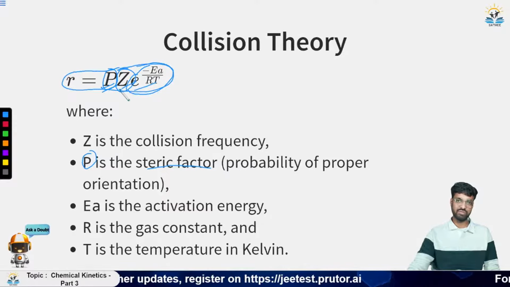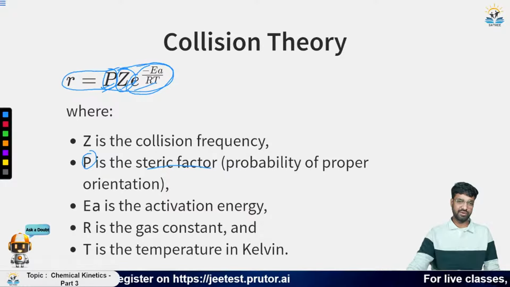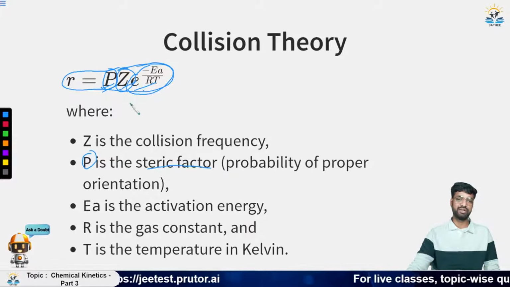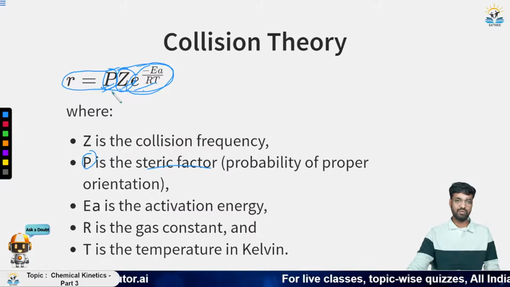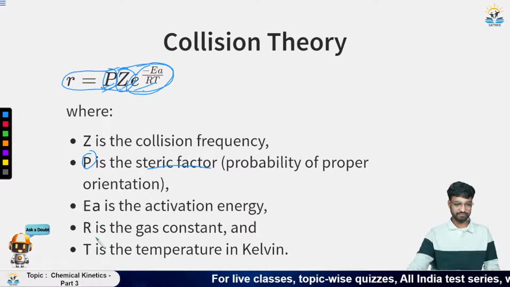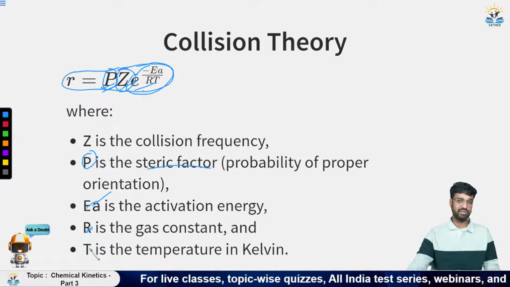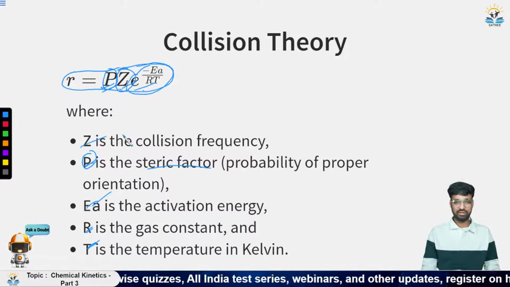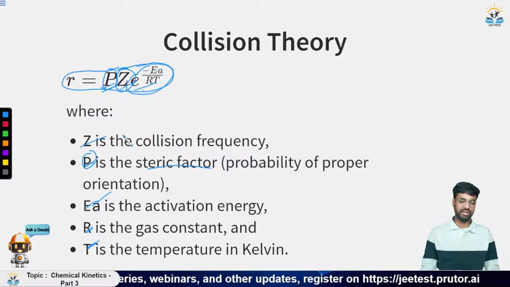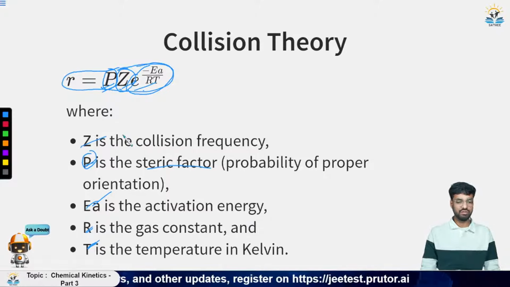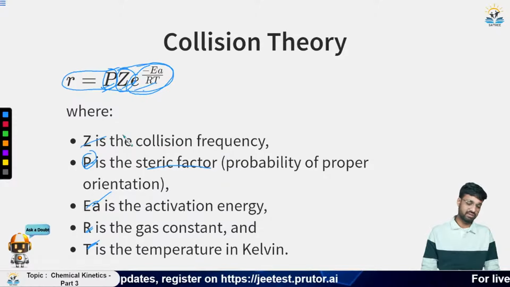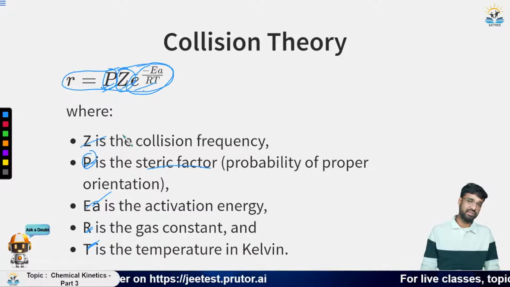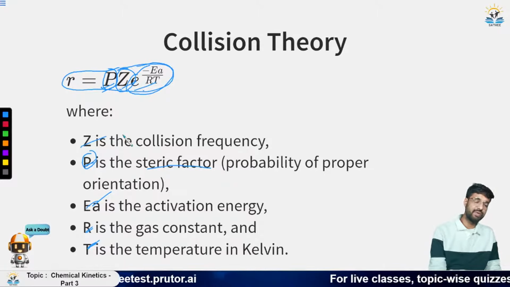First of all, the collision must take place. Second, in proper orientation, and third, with sufficient energy. So these are the three components of collision theory. You must be aware of these points: this is the collision frequency, this is the steric factor, this is the activation energy, and the gas constant, and temperature. Just remember this formula, in case you are given the values of all of these and have to calculate it, and it will be very easy to do so.